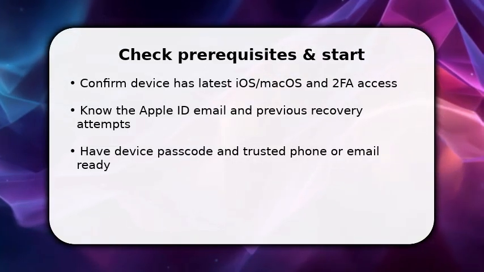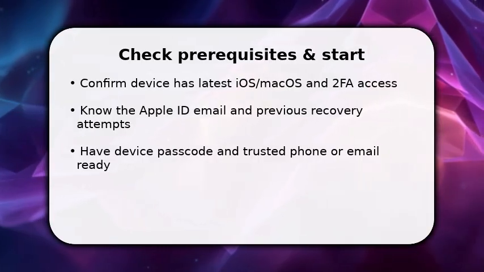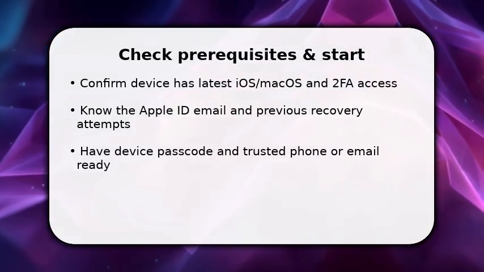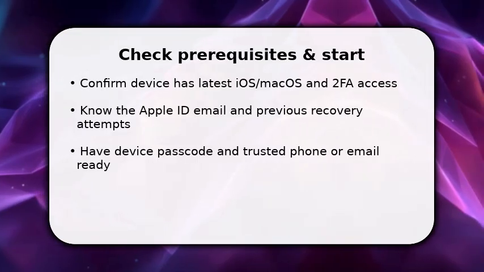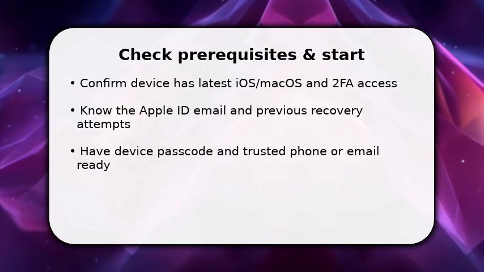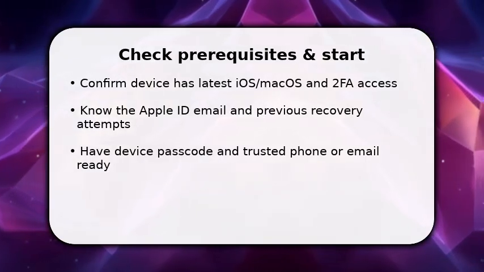Once you have the device passcode and any trusted phone or email available, open Settings or System Preferences and tap your name. Make sure to note if the account shows as no longer exists. Then proceed to sign out, choosing to keep a local copy of data if prompted.